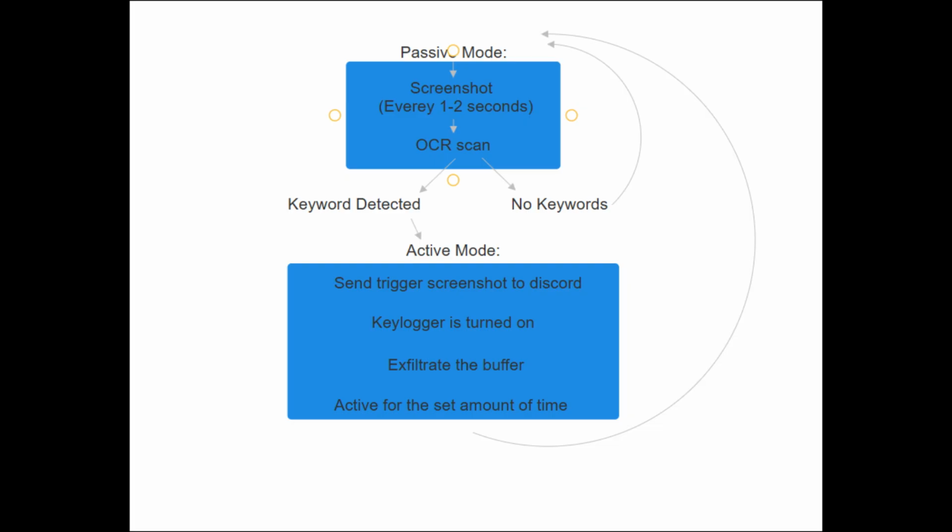It sends the screenshot that triggered active mode to Discord. The keylogger is turned on. The buffer is exfiltrated to Discord, and active mode stays active for a set amount of time.